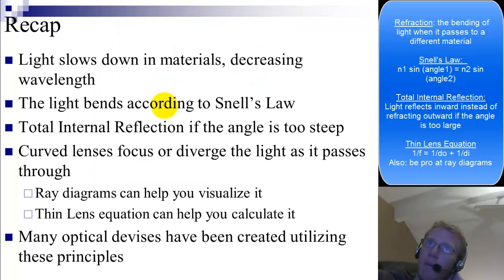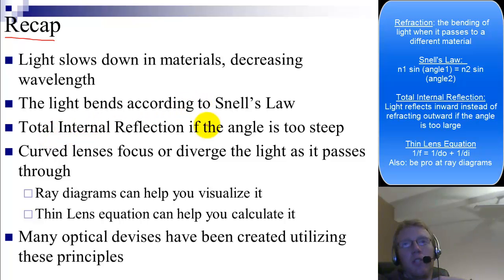Alright, let's do a quick recap, and then we are all set and done with Chapter 18. So we learned that light slows down in materials, which causes it to decrease in wavelength, but frequency stays the same. Then we learned that light bends according to Snell's law when it travels from one material into another that has a different index of refraction.